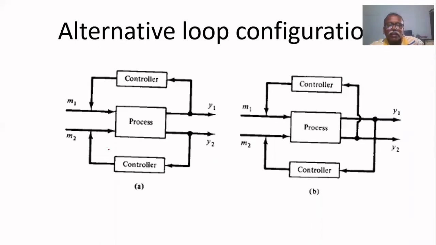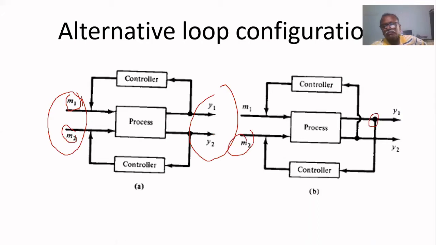Suppose we have a two input, two output MIMO process. To control Y1, M1 can be used, and to control Y2, M2 can be manipulated. Or to control Y1, M2 can be manipulated, and similarly, to control Y2, M1 can be manipulated. So there are two configurations, since there are only two inputs and two outputs.